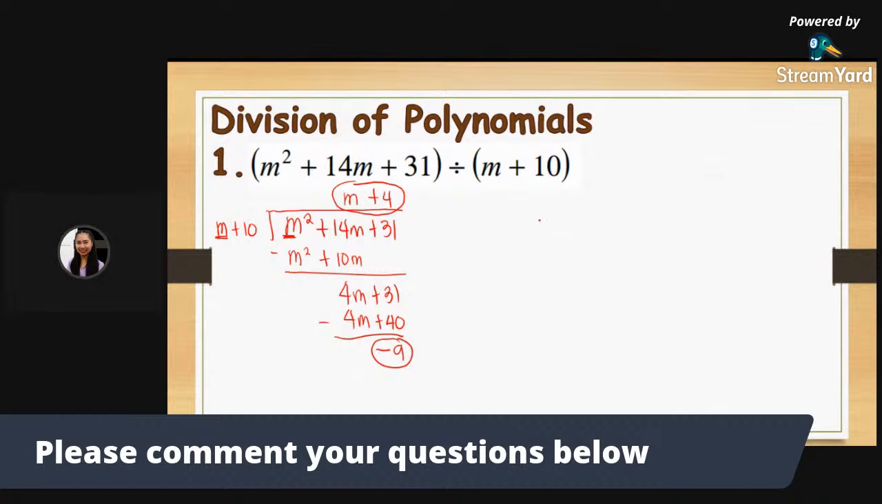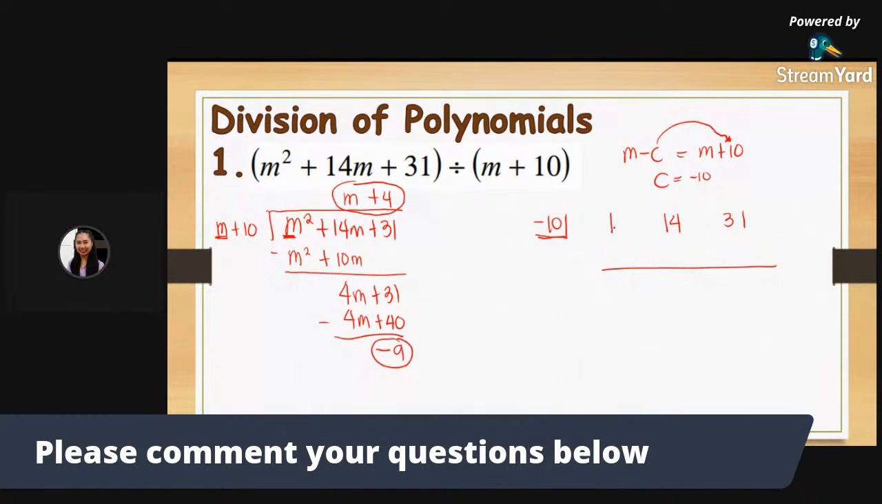We can also check this using synthetic division. So in synthetic division, all we have to do is arrange the coefficients of the polynomial. So we have 1 for m squared, 14m, and 31. Then you have to identify your c here. So m minus c is equal to m plus 10. So if you are going to identify your c, then therefore your c is equal to negative 10. So all you have to write here is negative 10.